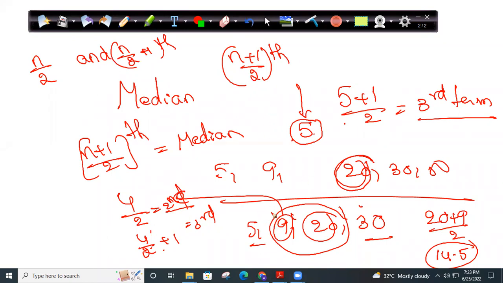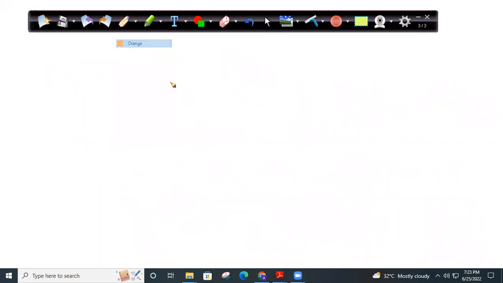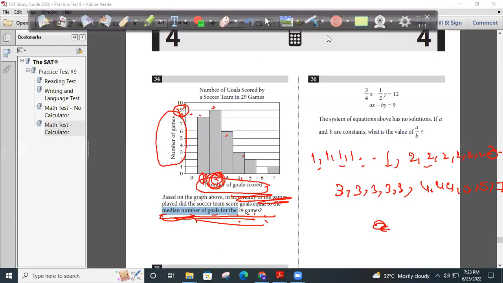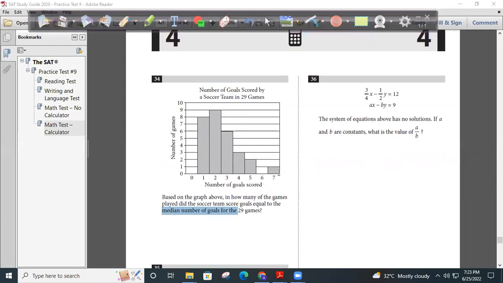But the problem is they don't give such simple terms here. In the exam, they don't give 3, 5, 7, 8 or 4 terms. Now they give 29 terms. You have seen, right? So if I see this question, how many terms are given here? They give 29 terms. So I cannot go on writing. But I know there are 29 games, meaning 29 goals.